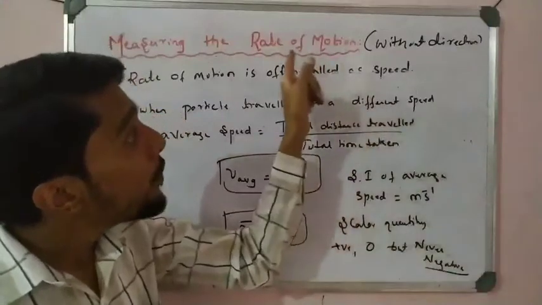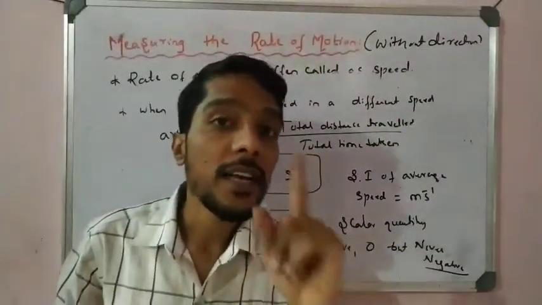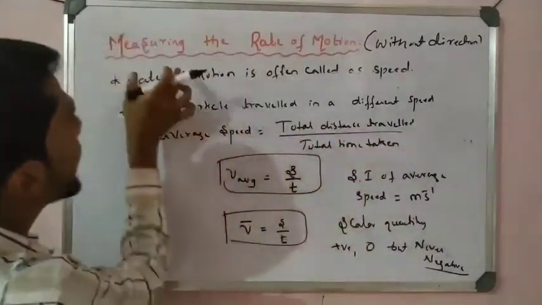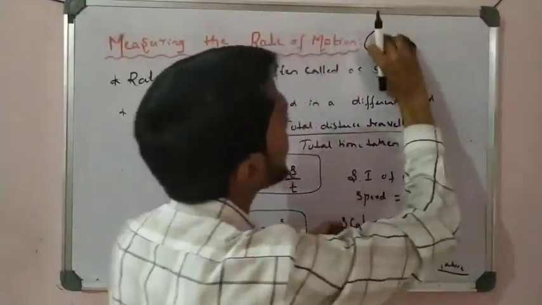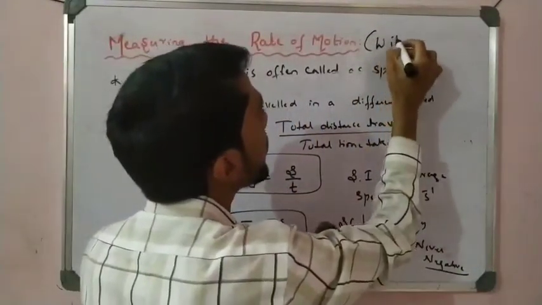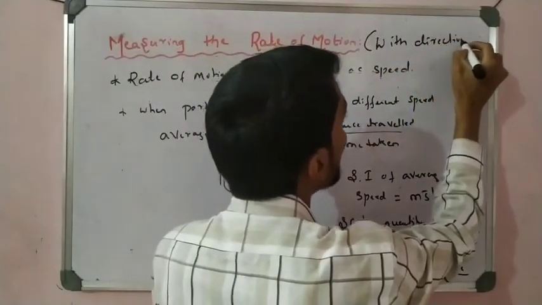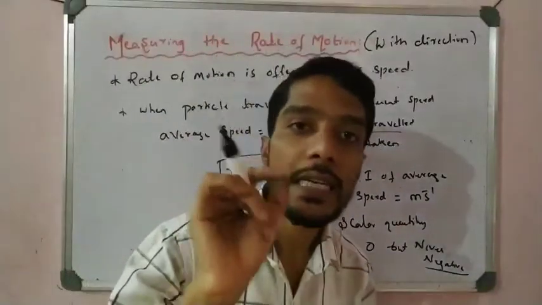If I provide a direction to this motion, what is that called? Right, that is called velocity. So I can write again the title: measuring the rate of motion with direction, and that is called velocity, right students?